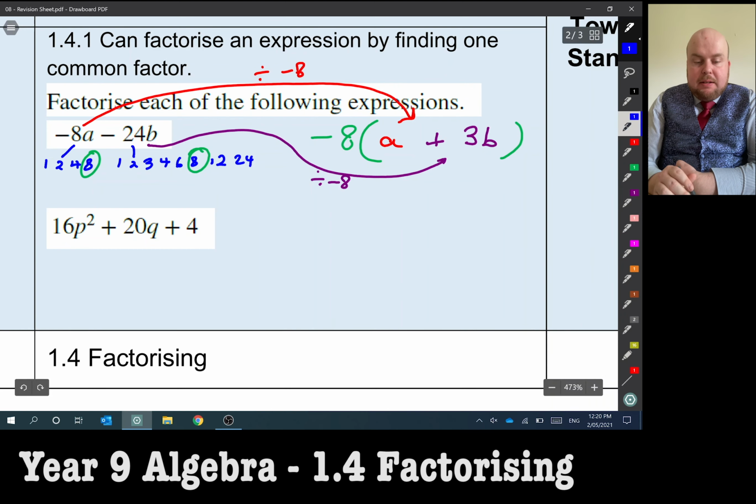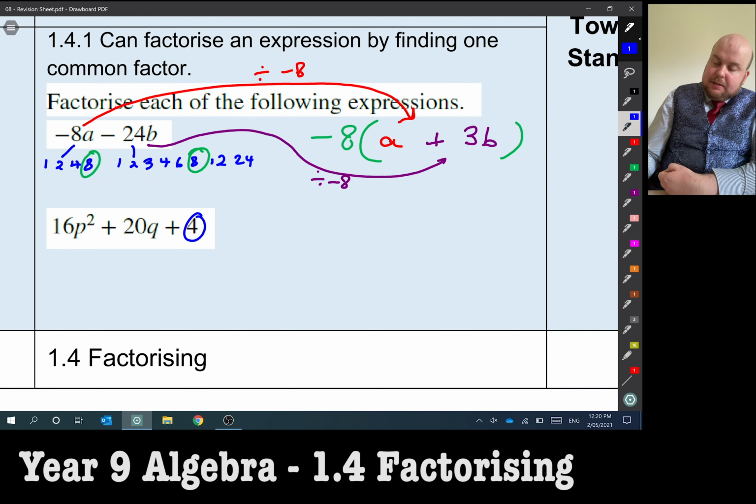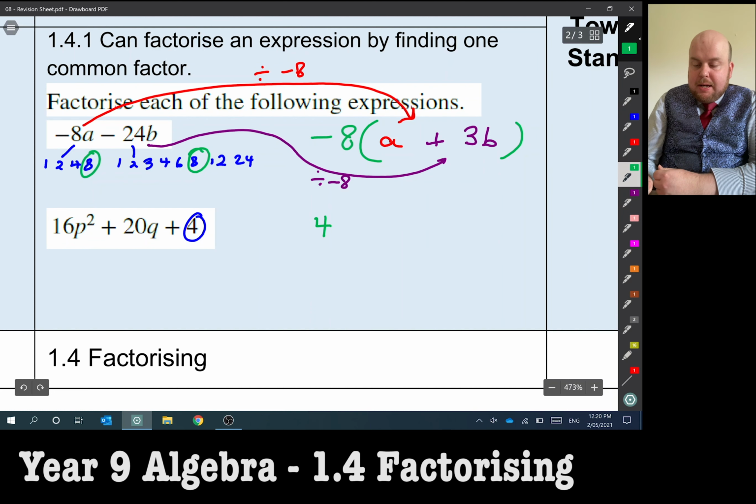With the next one here, we're going to look for what's the biggest number that can fit into all three, 16, 20, and 4. And the largest number is going to be 4. So we're going to make that 4 on the outside. We don't need to put any minuses in there.